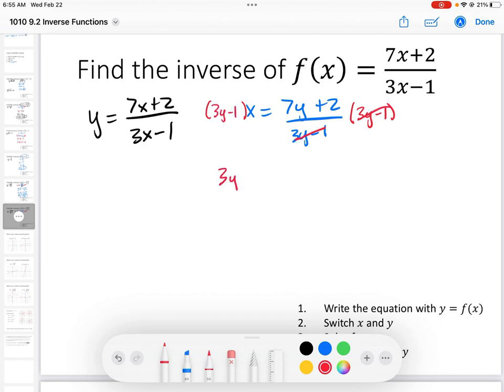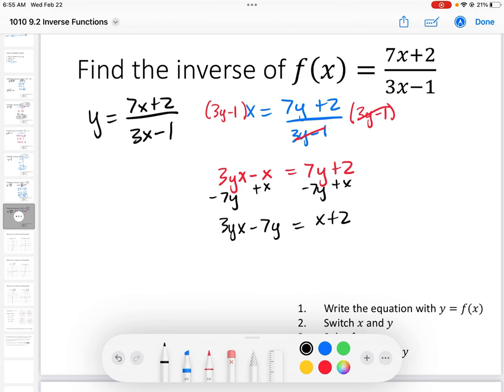So I get 3y minus 1 on both sides, which cancels out this. And this gives me 3yx minus x equals 7y plus 2. Now I want to get the y's on the same side and everything else on the other side. So I'm going to add x to both sides and subtract 7y. And that gives me 3yx minus 7y equals x plus 2. So now I have all my y terms on one side, all of my non-y terms on the other side. And I'm going to factor out the y, which gives y times (3x minus 7) equals x plus 2.